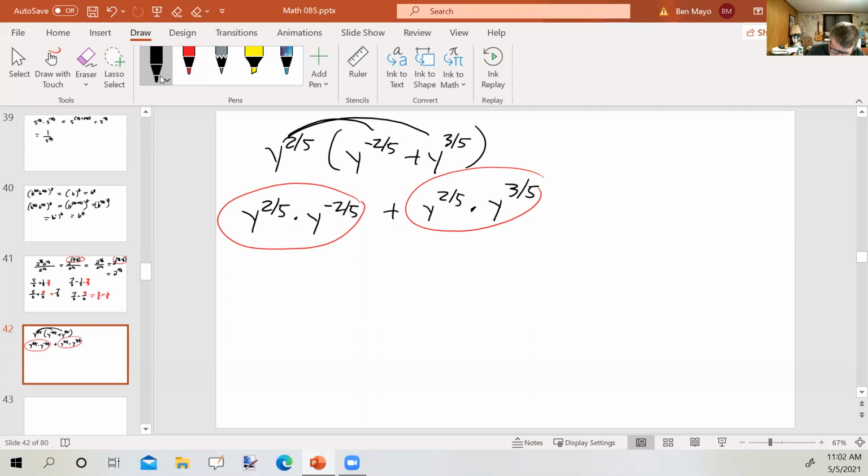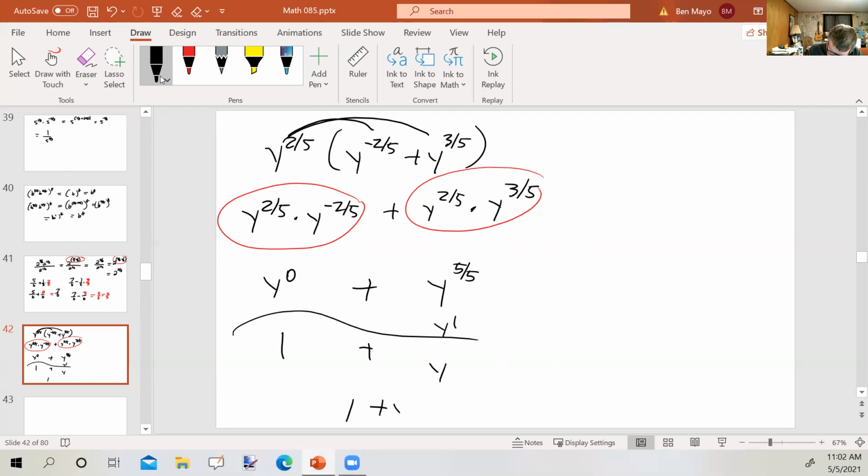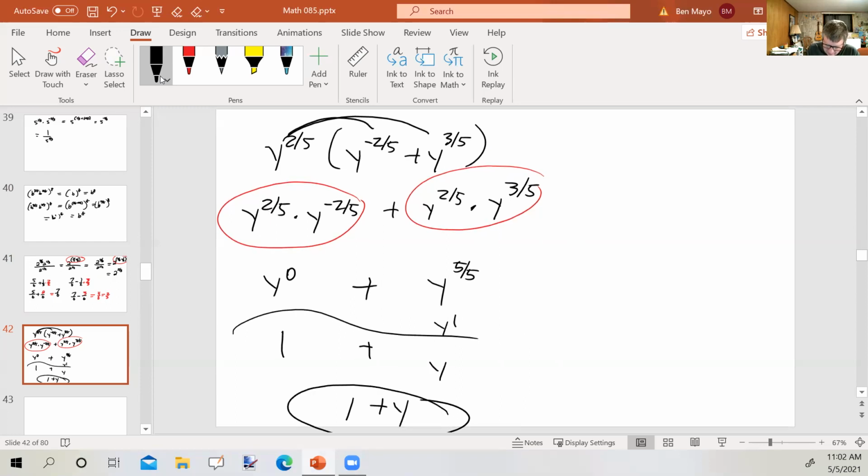This first one, y to the 2/5 times y to the negative 2/5, we'd add the exponents and get y to the 0 power, because 2/5 plus negative 2/5 is 0, but y to the 0 power is 1. The second one, y to the 2/5 times y to the 3/5 would be y to the 5/5, which is y to the 1, which is just y. So I end up with 1 plus y as my final answer.